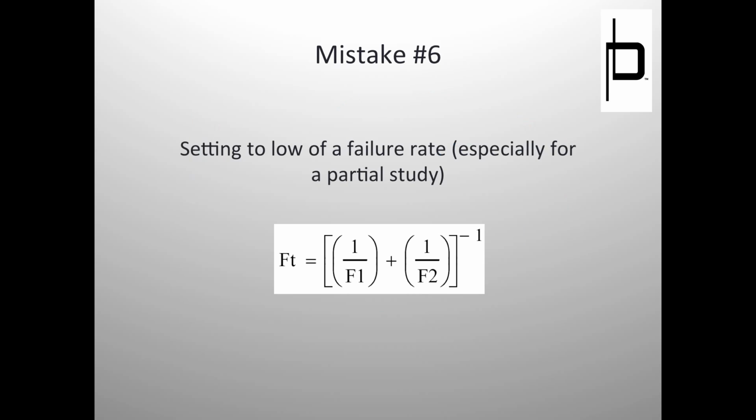Good point. All right, number 6, and we talked about this briefly too: setting too low of a failure rate, especially for a partial study. Remember we talked about if you do a failure rate for one area, and that site may expand. If you have one failure in 100 years for the first half of the substation, and then 10 years from now you expand the substation and double the size, and you use the same one failure every 100 years, you now have, according to this formula, 2 failures every 100 years. Or 1 failure every 50 years.